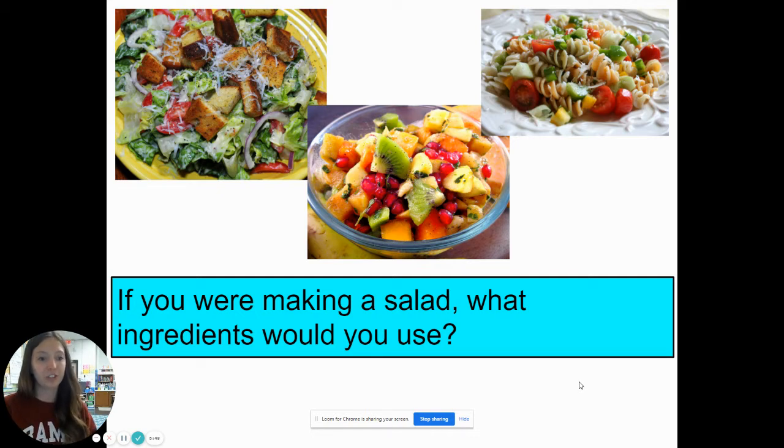So here is your question. If you were making a salad, what ingredients would you use? Keep in mind there are different types of salads. So there's a traditional type of salad that you might be used to hearing, but there's also things like fruit salads or pasta salads. So what would you use if you were asked to make a salad? Use the word ingredients in your answer. Pause the video.